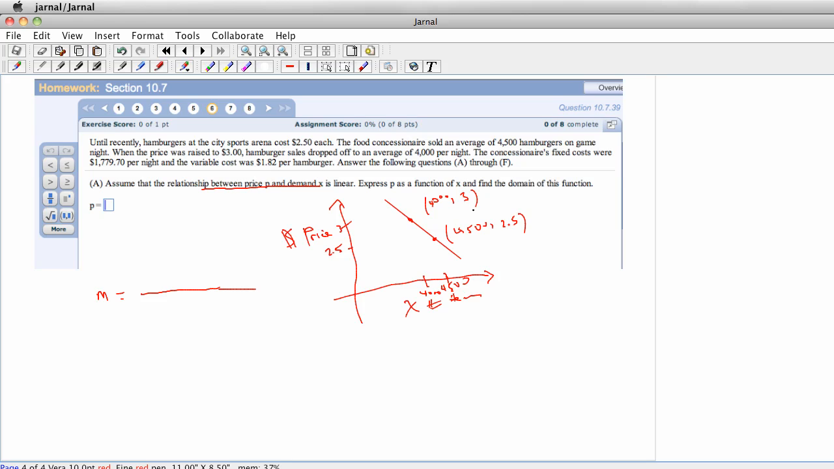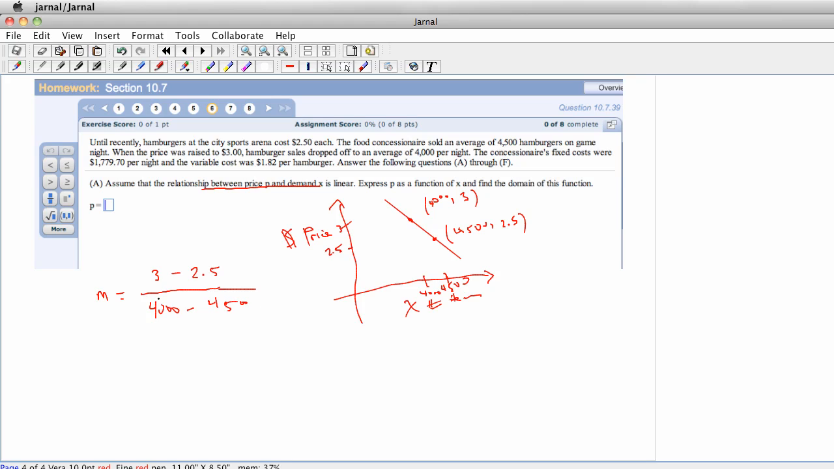So that means I need to subtract the y coordinates, so 3 minus 2.5. That's the difference in the y coordinates. That's our rise, or in this case it's actually falling. And then the run from 4,000 to 4,500 would be 4,000 minus 4,500.